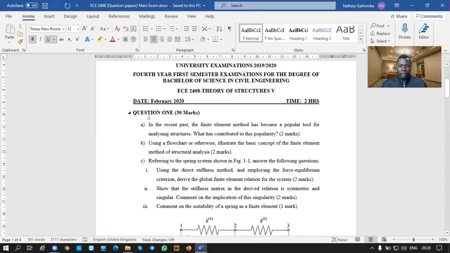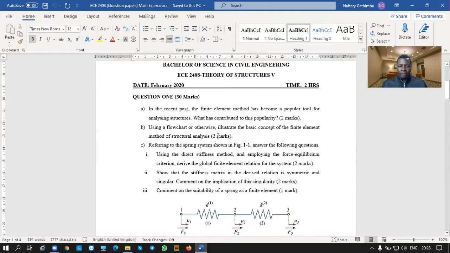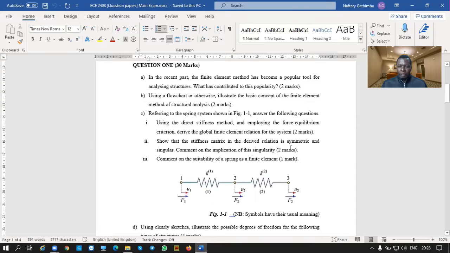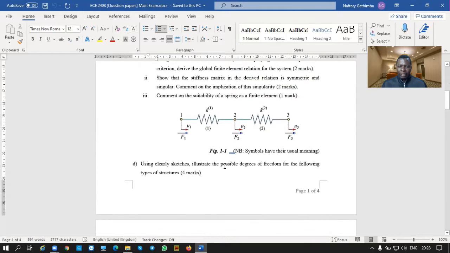And then we are looking at part 1, which is compulsory, 20 marks. Short questions, like you can see here, you ask a question, 2 marks. Another short one, 2 marks. You're given a spring system, 2 marks, 2 marks, 1 mark. So it means you should not spend time. You should not write histories.